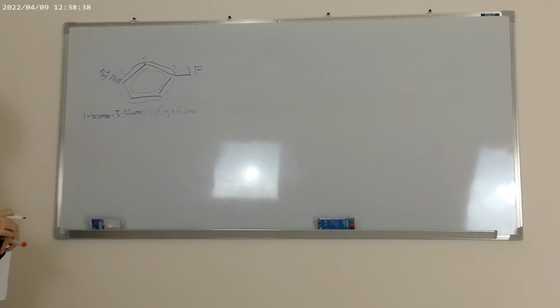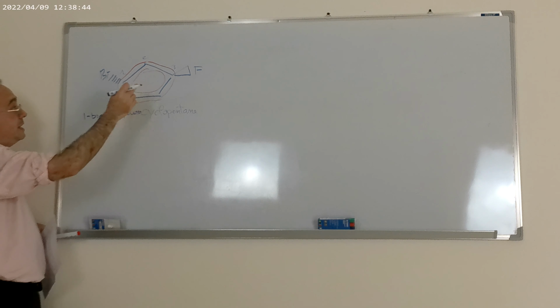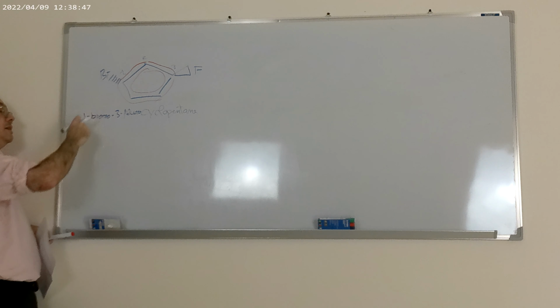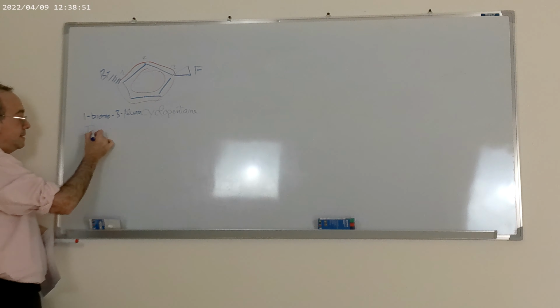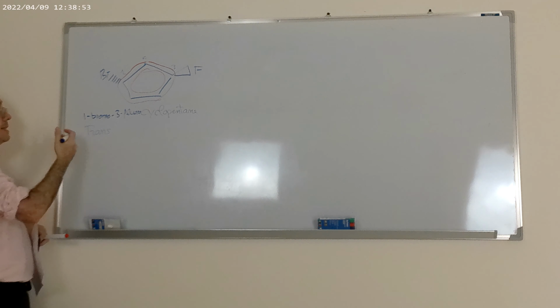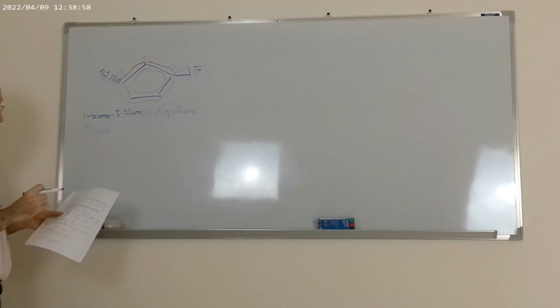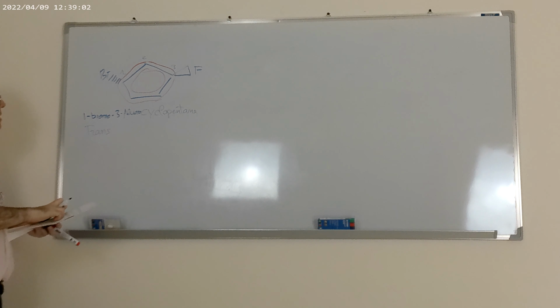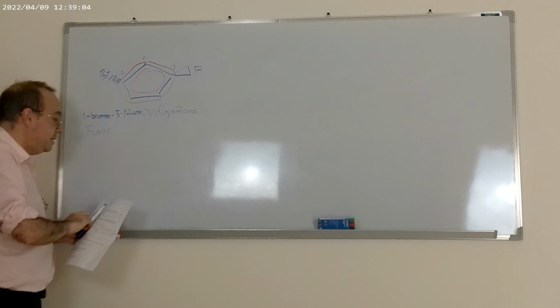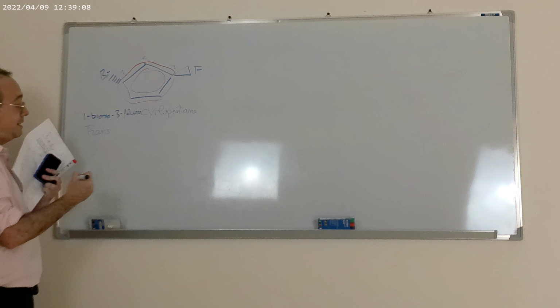Then they ask us for the stereochemical descriptors. Fluorine is coming towards us, while the bromine is going inside the whiteboard. That means that it will be trans. And the next thing is to check the stereoselectivity. Will it be R, will it be S? In order to do this, what we need to do is to check each chiral center. Basically, we have 2 chiral centers.